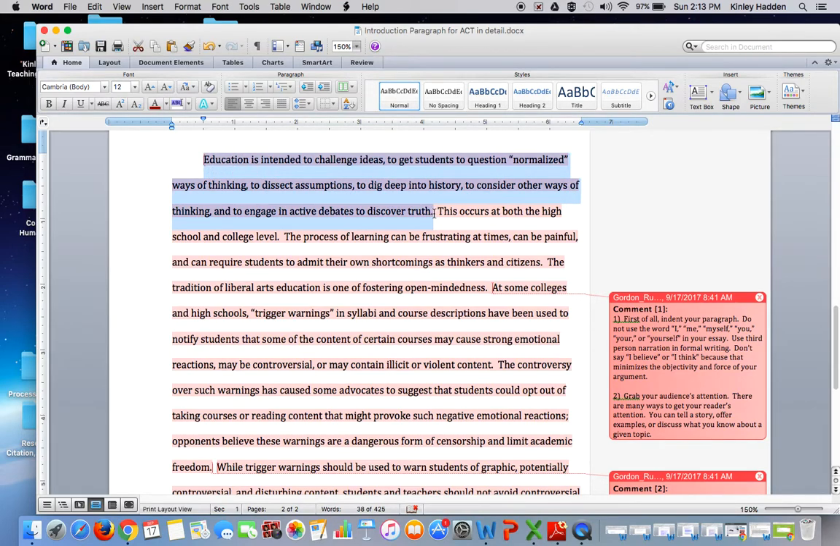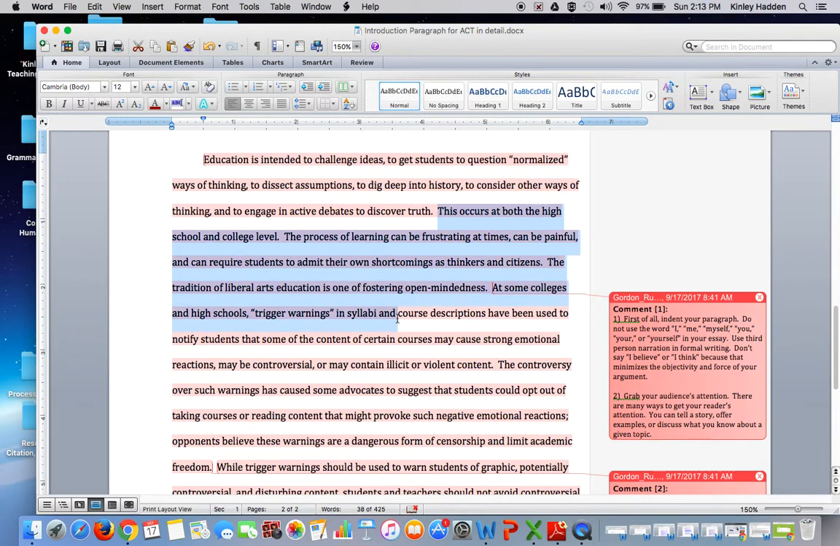This right here, this sentence about what the purpose of education is, is trying to get my readers' attention, trying to get them thinking about what education is supposed to be. And that's a general statement that's going to lead into how the controversy surrounding trigger warnings affects that educational philosophy.